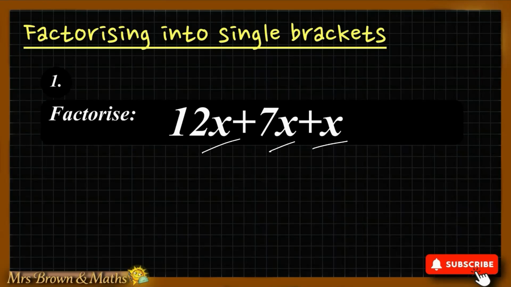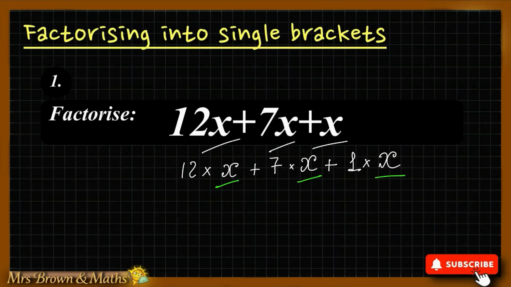Question 1. Factorize 12x plus 7x plus x. First, look for the common factor. Every term has x, so take x outside the bracket. Now, divide each term by x. 12x divided by x is 12, 7x divided by x is 7, and x divided by x is 1. So the answer is x brackets 12 plus 7 plus 1.